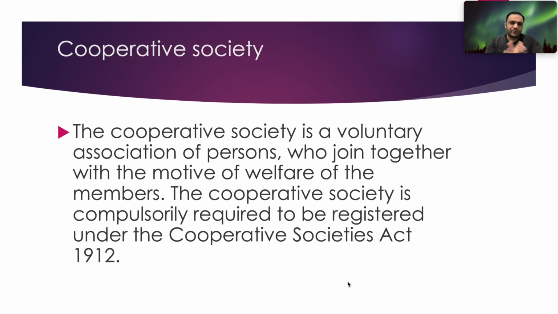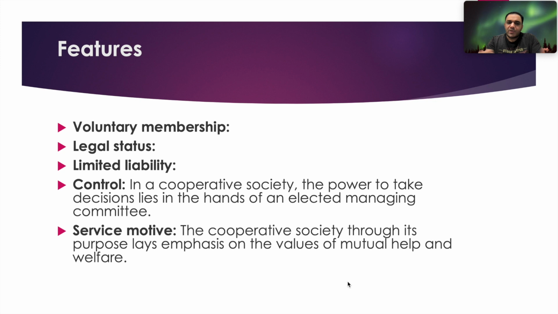Cooperative societies. This is the next part of this chapter, and this is the topic cooperative society. A cooperative society is a voluntary association of persons who join together with the motive of welfare of the members. The cooperative society is compulsorily required to be registered under the Cooperative Societies Act 1912. Features of cooperative society: voluntary membership is there, legal status is there, limited liability is there. Control: in a cooperative society, the power to take decisions lies in the hands of an elected managing committee. Like in this cooperative society, the members elect some members, one or two or three, and they allow them to take the decisions. Service motive: the cooperative society, through its purpose, lays emphasis on the values of mutual help and welfare. So its service motive is to help the needy.